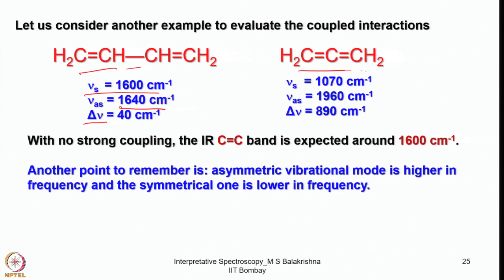Now if we consider this allene here, nu S is 1070 centimeter minus 1. This is symmetric stretching, and asymmetric stretching is 1960 centimeter minus 1, and the separation is larger, 890 centimeter minus 1. This confirms what we concluded about coupled interactions. With no strong coupling, the C=C band is expected to be around 1600 centimeter minus 1. Another point to remember is that the asymmetric vibrational mode is higher in frequency and the symmetric one is lower in frequency always, irrespective of whether they are coupled or not. What one should remember is that symmetric vibrational mode is lower in frequency compared to the asymmetric vibrational mode. The values are reflected here, you can see clearly.